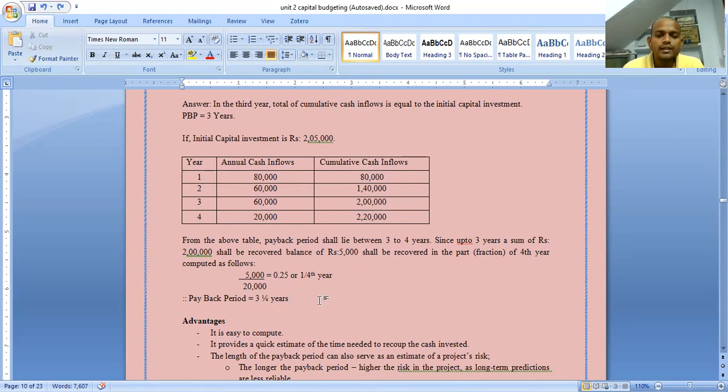3 years, 3 months. One fourth of a year is 3 months, as there are 4 quarters. So the payback period is 3 years, 3 months.